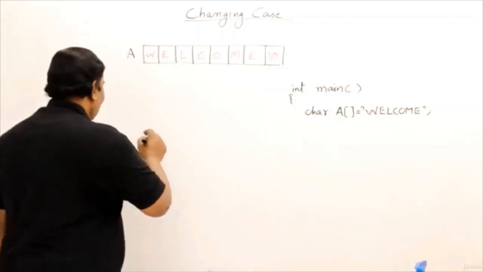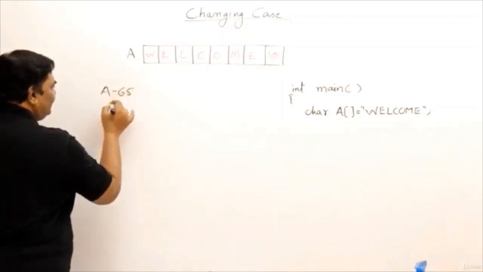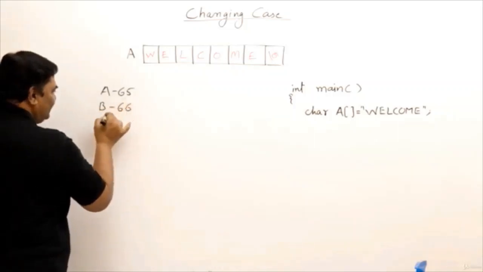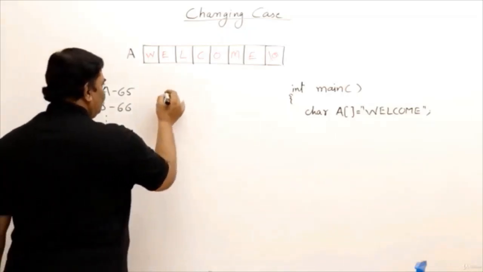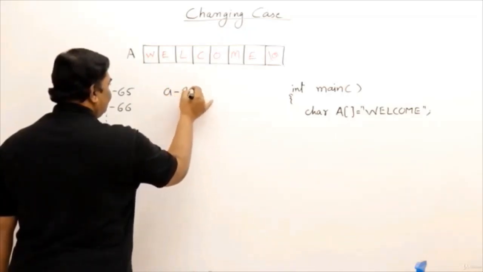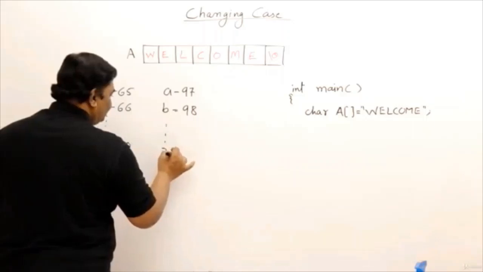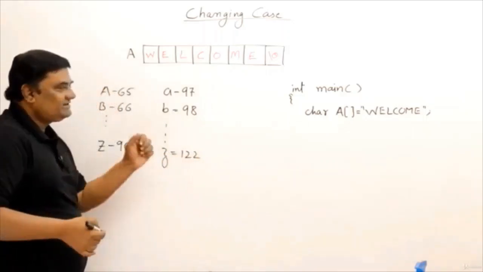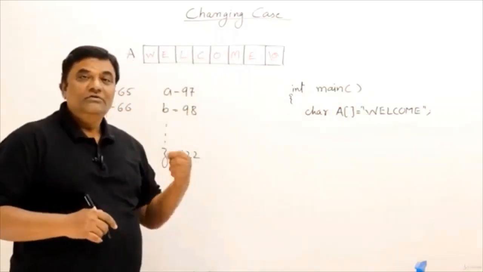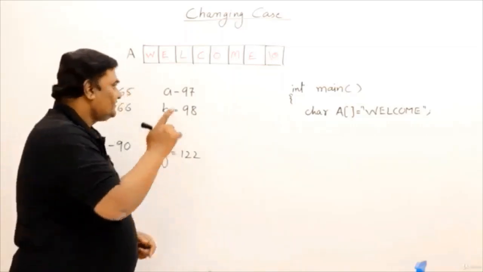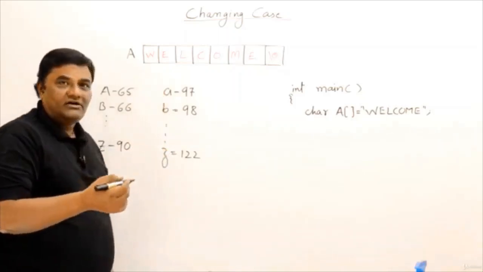Let us see. We have already seen the ASCII codes for alphabets. The capital A ASCII code is 65, B's ASCII code is 66, and so on, and capital Z's ASCII code is 90. Similarly, we have seen the ASCII codes for lower case also: 97, 98 and so on, up to lowercase z, which is 122. So when it is capital W, I have to change it to lowercase w. If it is uppercase A, I want to convert it into lowercase a. So how is it possible?